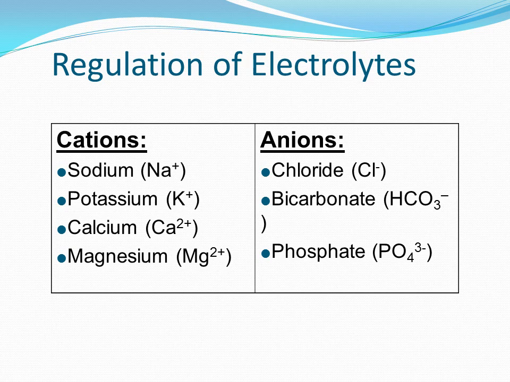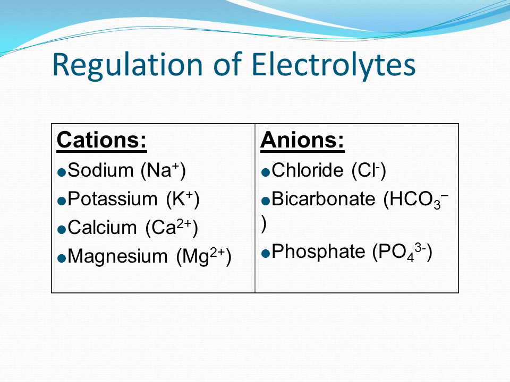In anions, chloride is the major anion in extracellular fluid. Chloride always follows sodium. Chloride is regulated through dietary intake and the kidneys. The normal values range from 95 to 105 milliequivalents per liter.